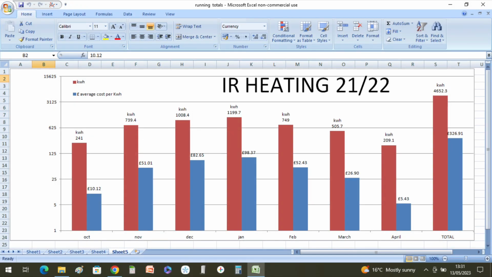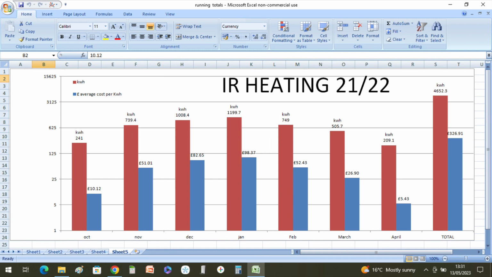Before we get going on this last heating season, I thought we'd take a quick look at the 2021-22 heating system when we first put the infrared heating in. I do this just to make sure that we get consistent results with the infrared heating, even though I wasn't collecting as much data in the first year of having the infrared heaters. So we used 4,652 kilowatt hours across the heating system, but electricity was a lot cheaper in 2021-22.